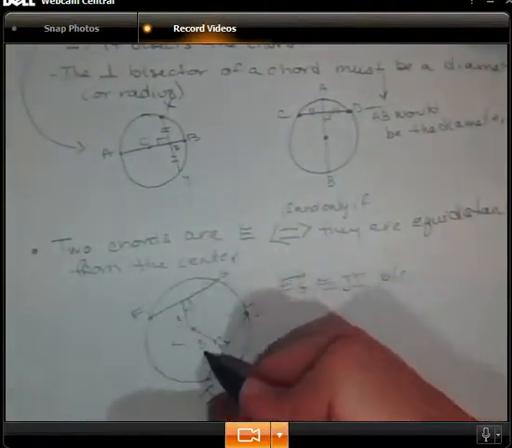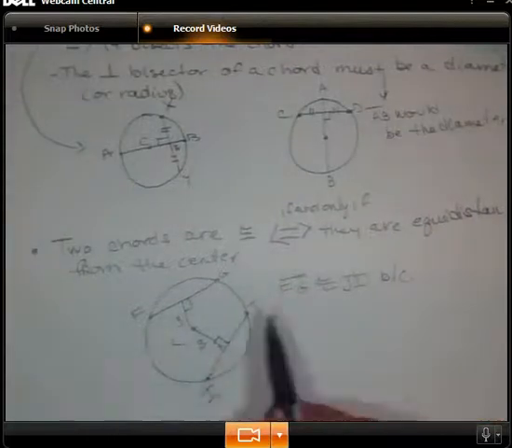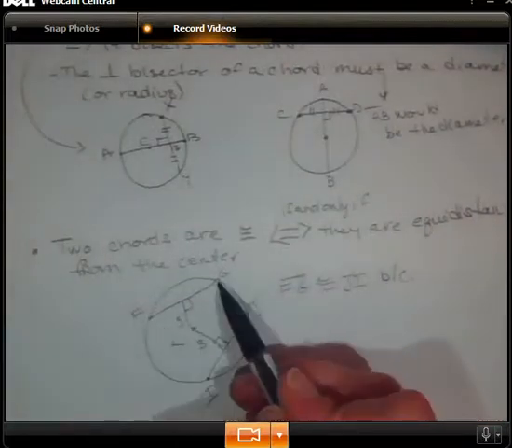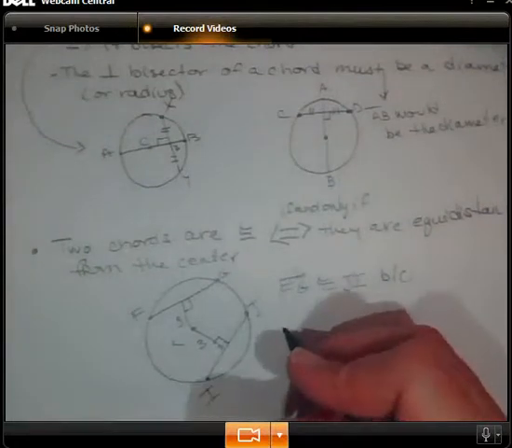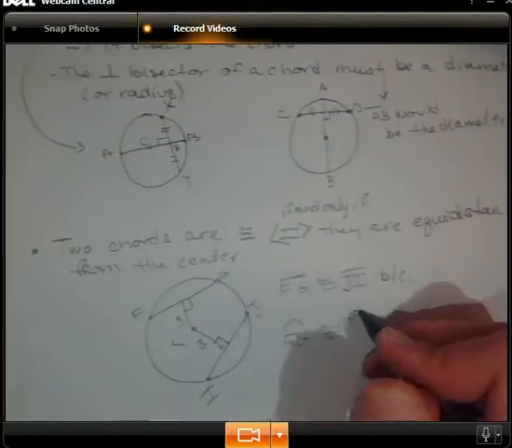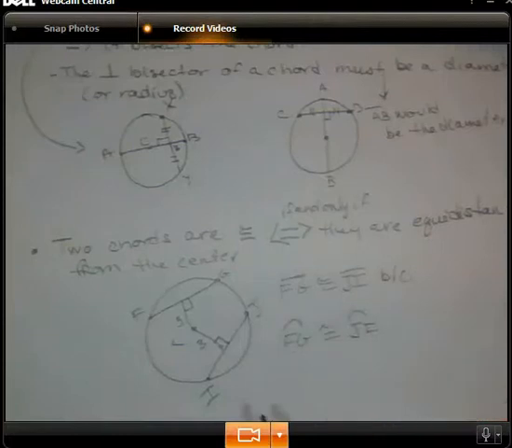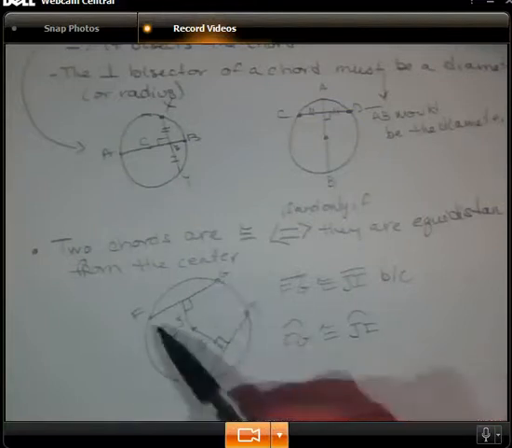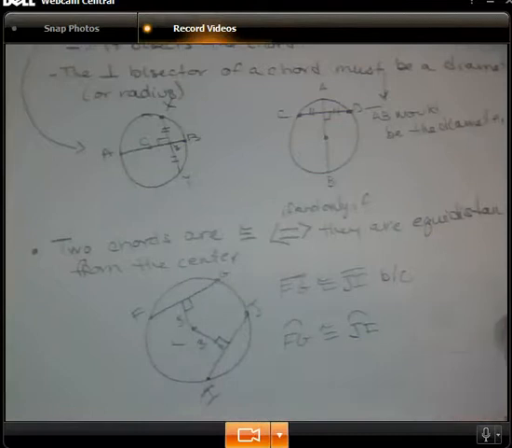because these two distances are the same. So we know that the segments are the same. Well, let's think about that. If we know the segments are the same, then we know the arc is the same. So it all fits together. If it's equidistant from the center, now we can't call that a radius because it doesn't go to the outside of the circle, but if it's equidistant from the center, then we know the chords are the same. If the chords are the same, then we know the arc is the same.